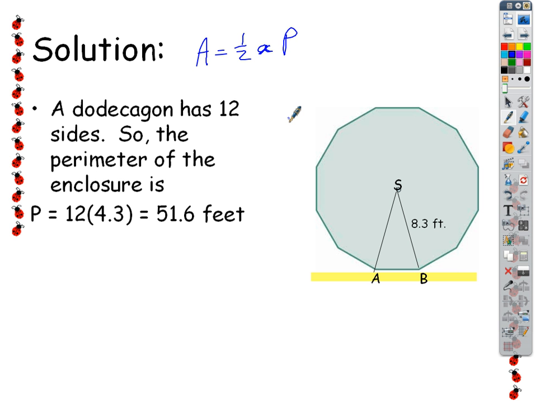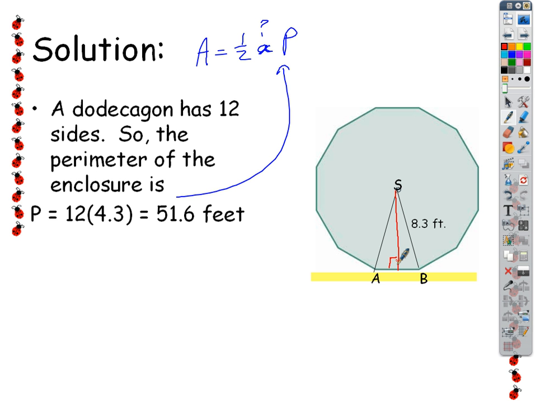So I've got 12 sides, not 20 sides, sorry. 12 sides. Each side has a length of 4.3 feet. So then isn't the perimeter just 12 times 4.3? So 51.6 feet. That's the perimeter. That's easy. What I need is the apothem. Okay, to get the apothem, that's just this distance right here, isn't it?